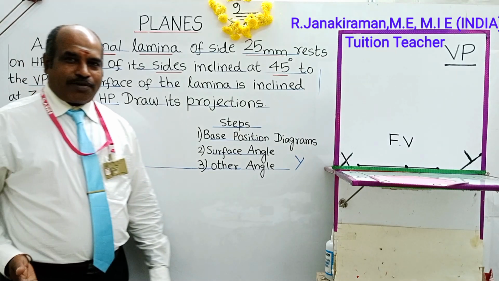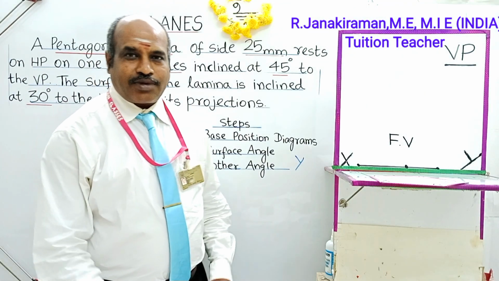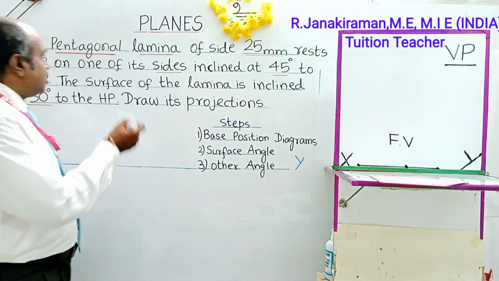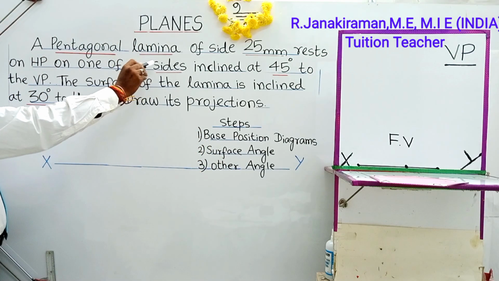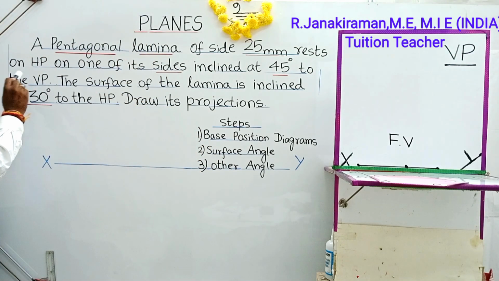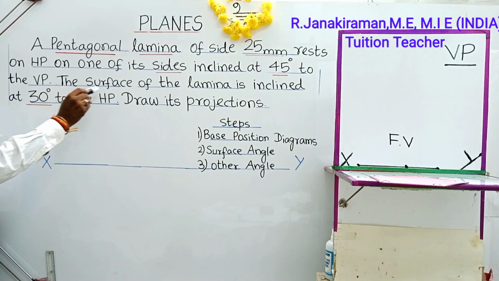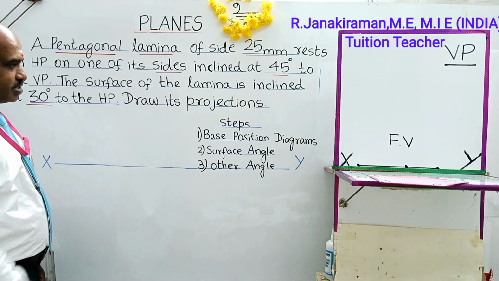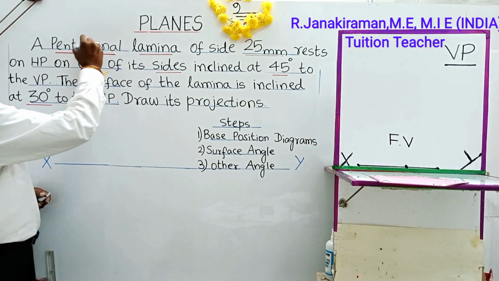Yes, the topic is position of planes on the subject engineering graphics applicable for students studying B.Tech first year. Please read the question. A pentagonal lamina of side 25 mm rests on HP on one of its sides, inclined at 45 degree to the VP. The surface of the lamina is inclined at 30 degree to the HP. Draw its projections.